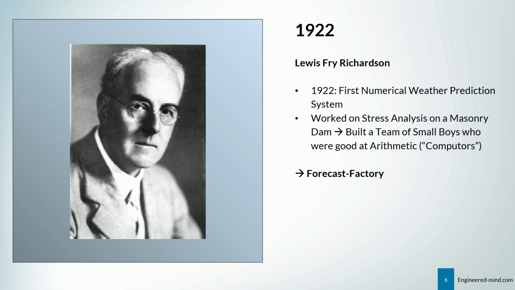What he did is that he built a team of small boys who were good at arithmetic, and he called them computers. The factory, if you want to call it like that, would have filled a vast stadium with 64,000 people. Each one of them was armed with a mechanical calculator and would perform specific operations. And there was a leader in the center who used a colored signal light and telegraph communication. And this leader would basically communicate and coordinate the forecast.